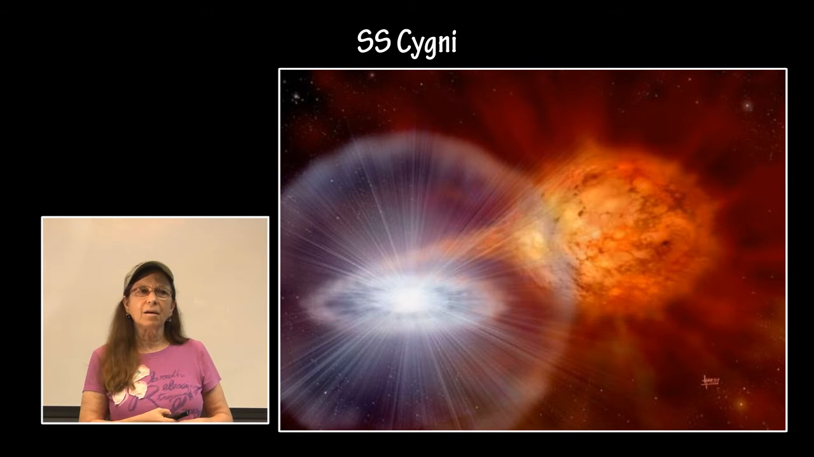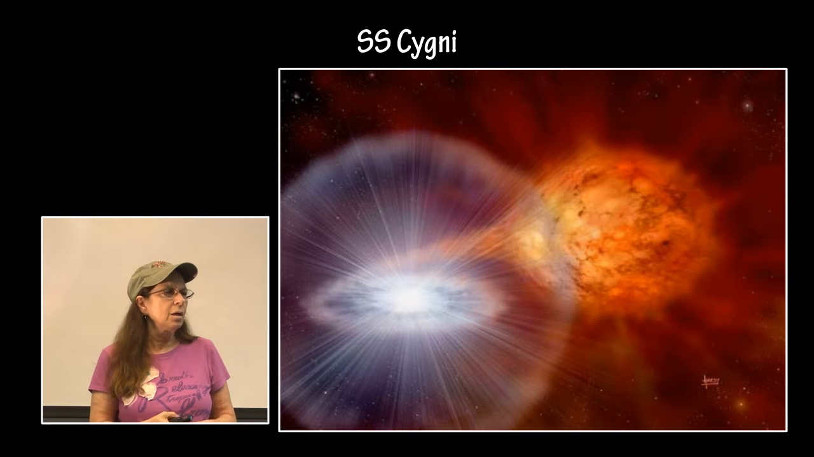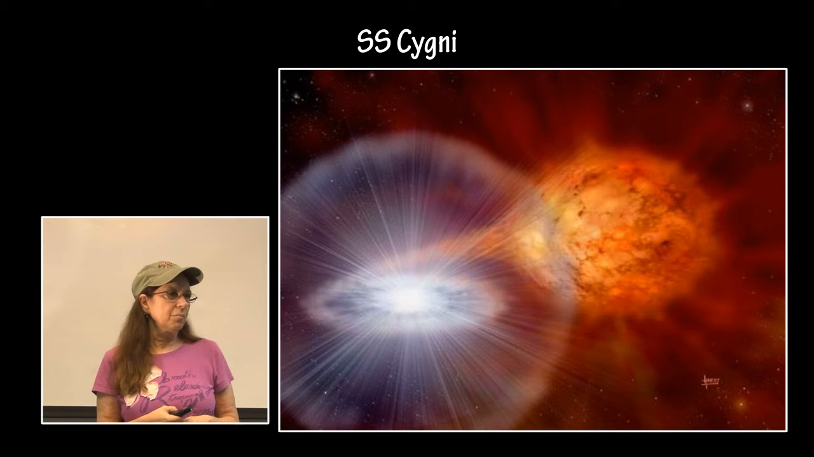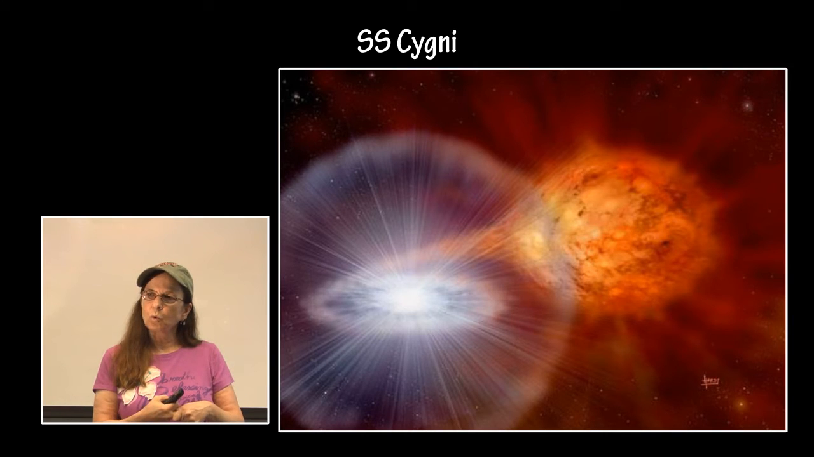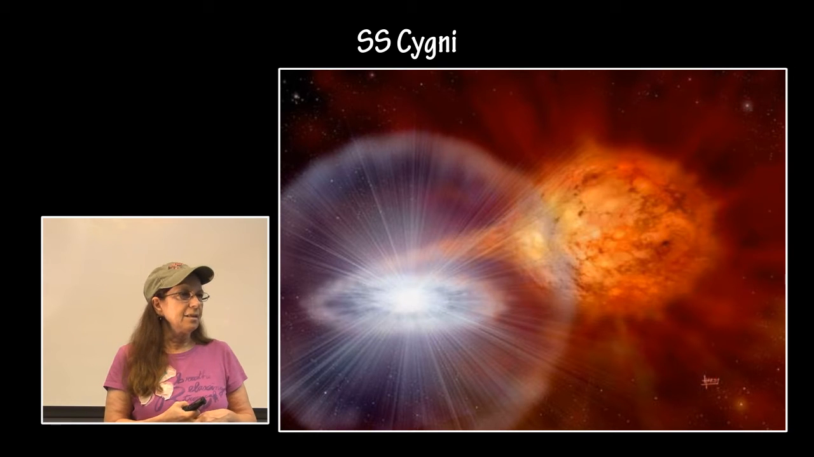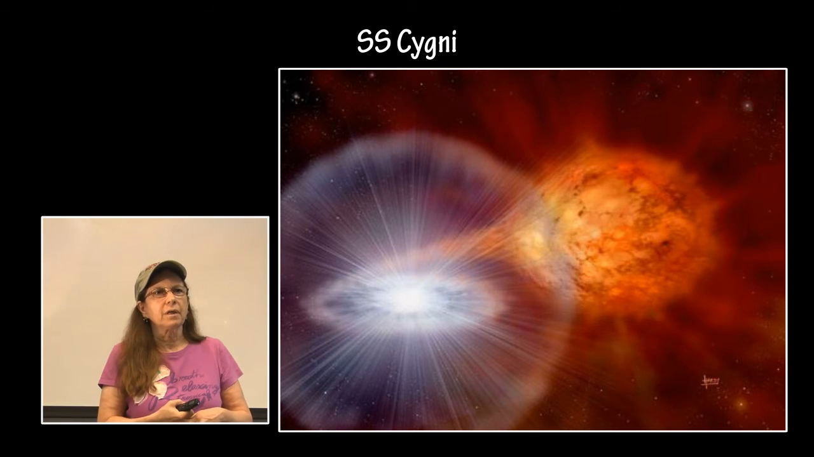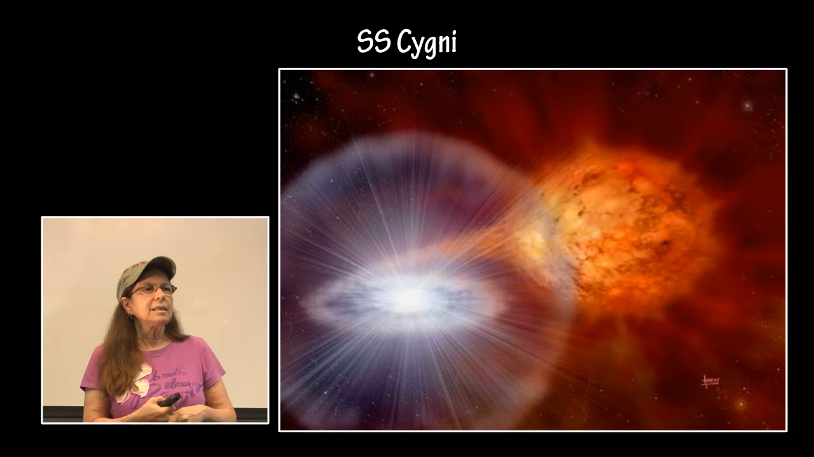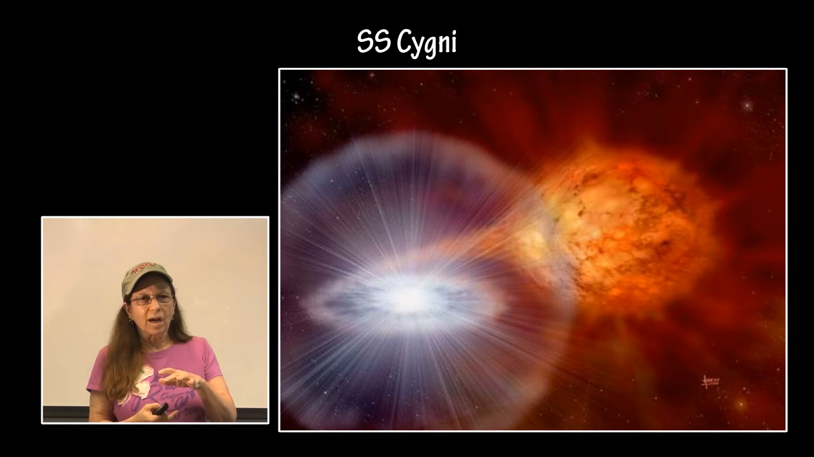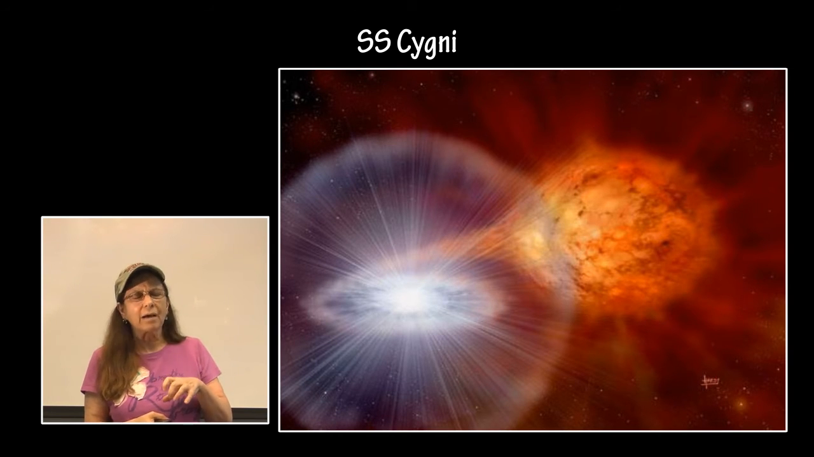SS Cygni is, we've had this one before, quite a while ago, and this is a dwarf nova system. It is an extremely bright one. It is a white dwarf that has a low mass main sequence companion star, or red dwarf. They are very close in proximity as they orbit each other. The difference between a dwarf nova and other types of nova is that the instability isn't taking place on the surface of the white dwarf, it's taking place in the accretion disk around it.